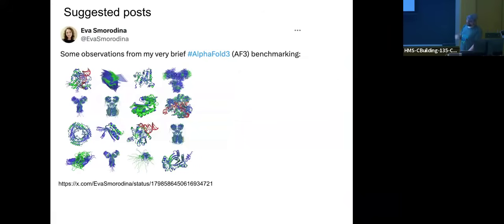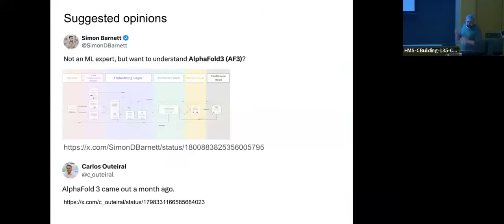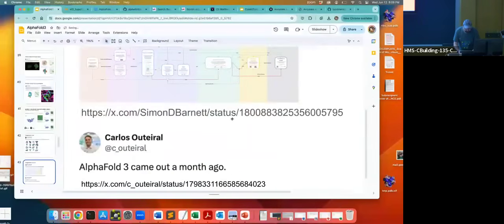I'll highlight the benchmarking, so if you want to see additional benchmarking cases where it worked and where it didn't work, they did a pretty good job on that. The other really cool thing is that a guy named Simon recently did a dive into the AlphaFold architecture and tried to explain what AlphaFold 3 does for non-ML people. He has a really cool blog post, which just came out today.